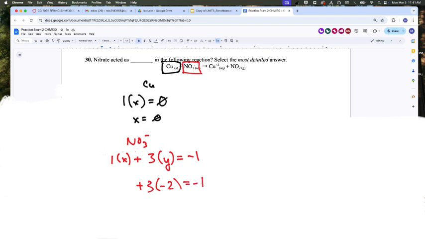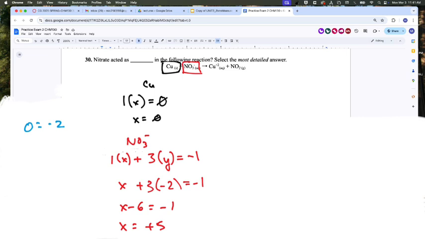Conveniently, this does give us a bit of information. We now know the oxygen has an oxidation state of -2. We can then solve for x. x minus 6 equals -1. x equals +5. What did we say x was? Don't tell me +5. That was the oxidation state on the nitrogen.